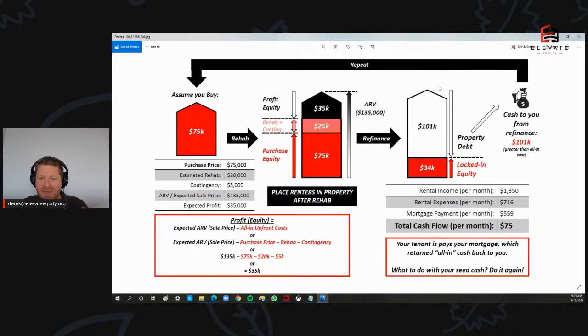So you can see how sustainable this would be, especially if you're in a market or you find properties of such high quality and such high margin that you can keep doing this over and over again without having to dip into your own personal pocket, so to speak, right?